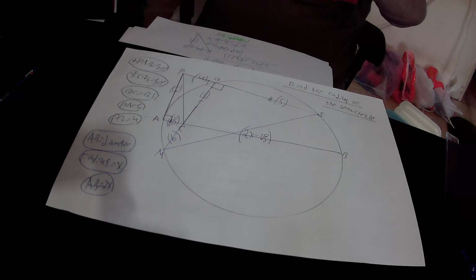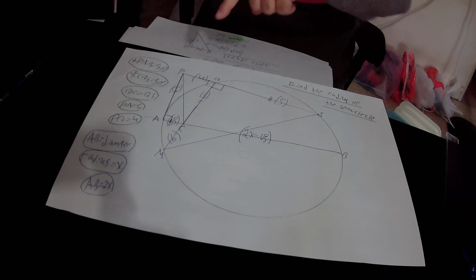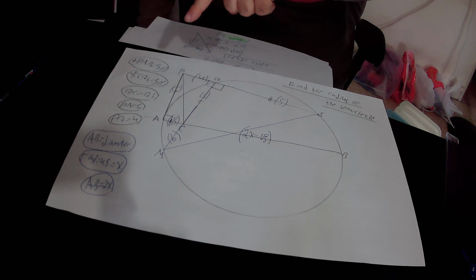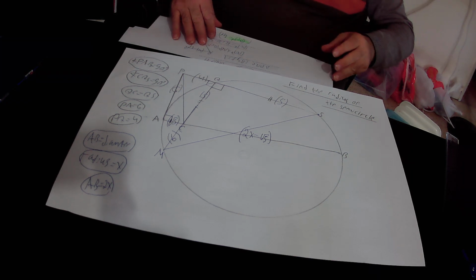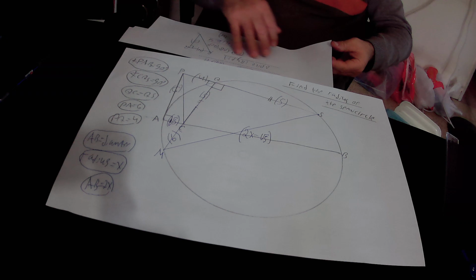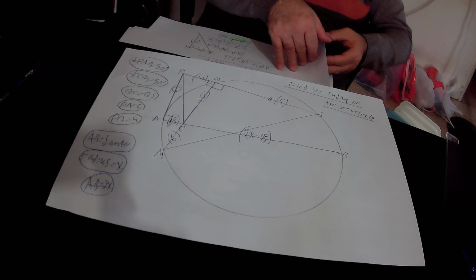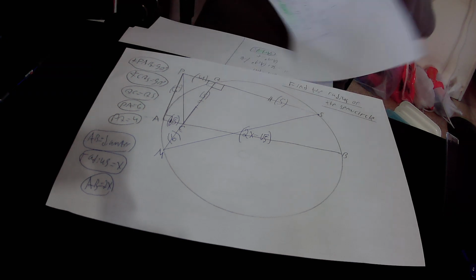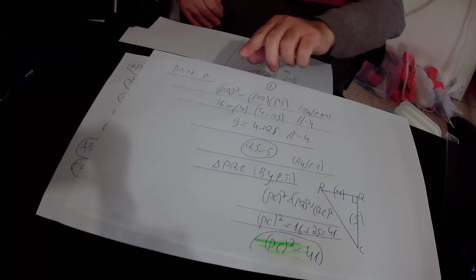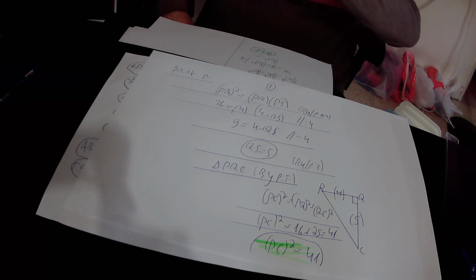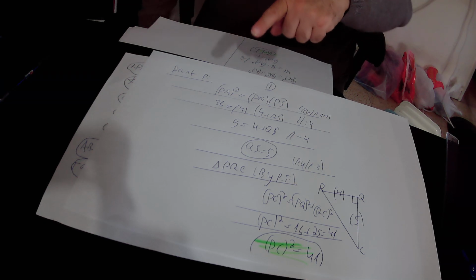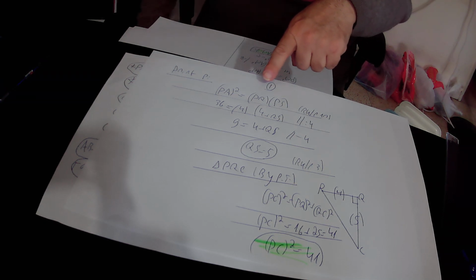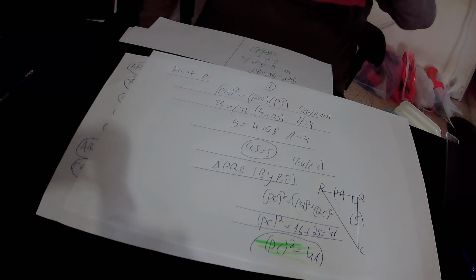According to rule number 10, PA square equals PQ times PS. Repeat again, according to rule number 10, if you focus on the common external point, point P, PA square equals PQ times PS. PA is 6, therefore PA square is 6 squared, that is 36, and it is equal to PQ, PQ is 4, times PS. What is the length of PS?